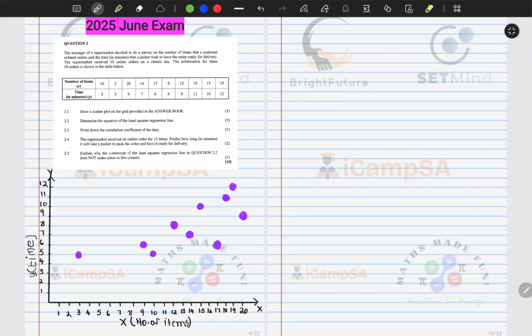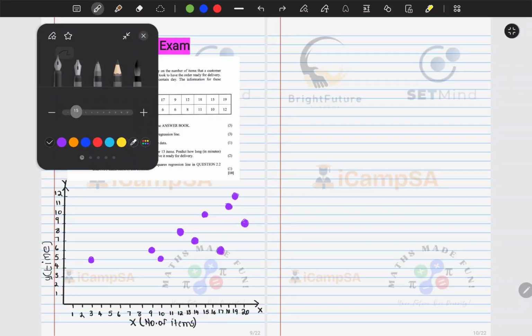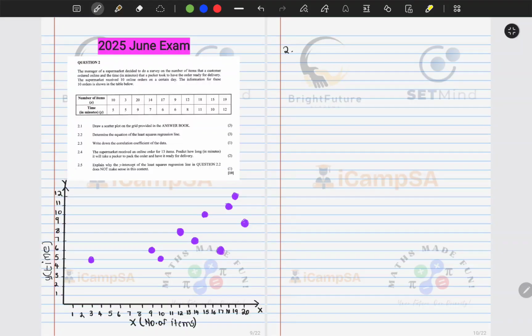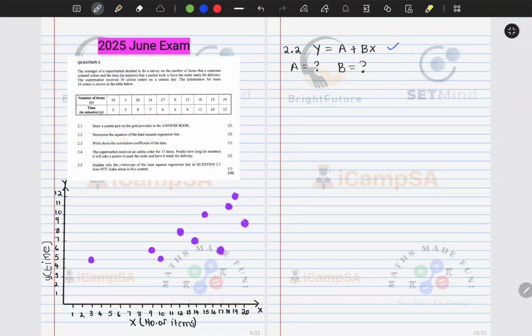So let's have a look at 2.2. So 2.2, let's make our pen big. So in 2.2, we are required to determine the equation of the least square regression line. So they want us to figure out what is A plus BX. But the question we need to answer is what is A and then what is B. Then we would have figured this equation here.